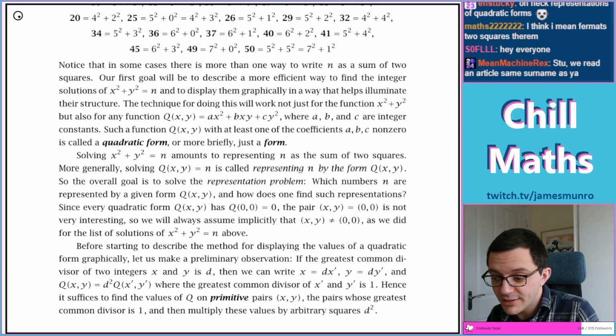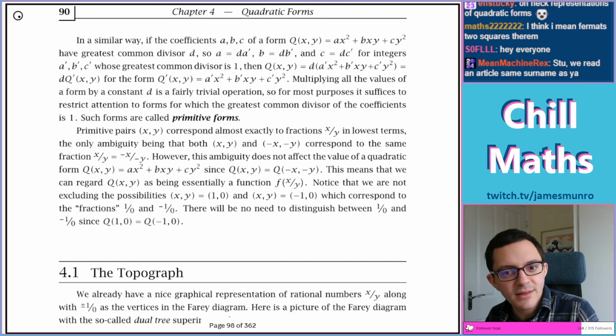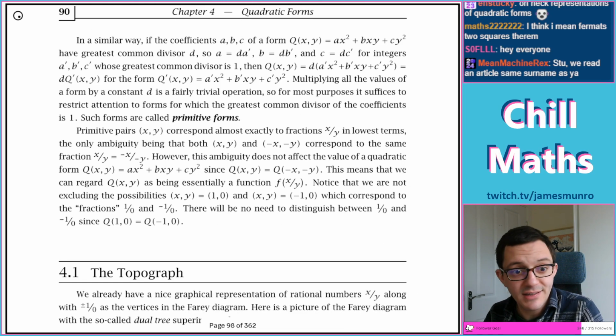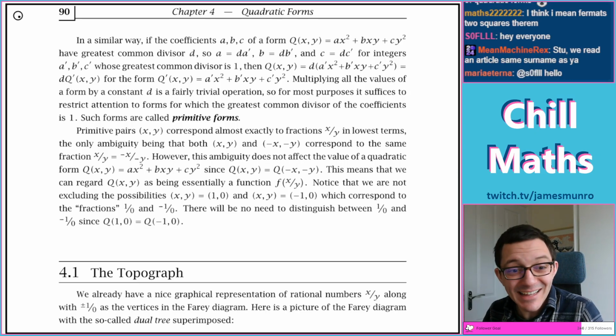Also, hello to Sophal in chat. Good to see people. We've hit chapter 4, and suddenly, number theory. Here we go again, learning number theory. Will it stick this time?